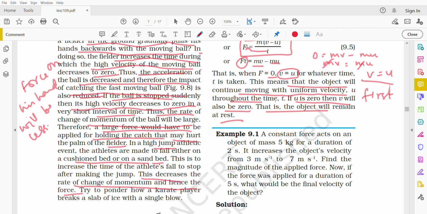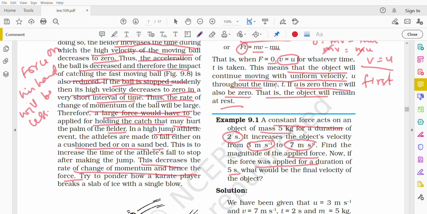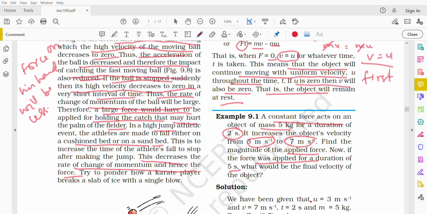Okay. Now some examples are here. A constant force acts on an object of mass 5 kg for a duration of 2 seconds. It increases the object's velocity from 3 meter per second to 7 meter per second. Find the magnitude of the applied force. Now if the force was applied for a duration of 5 seconds, what will be the final velocity of the object? So first we have to find F.